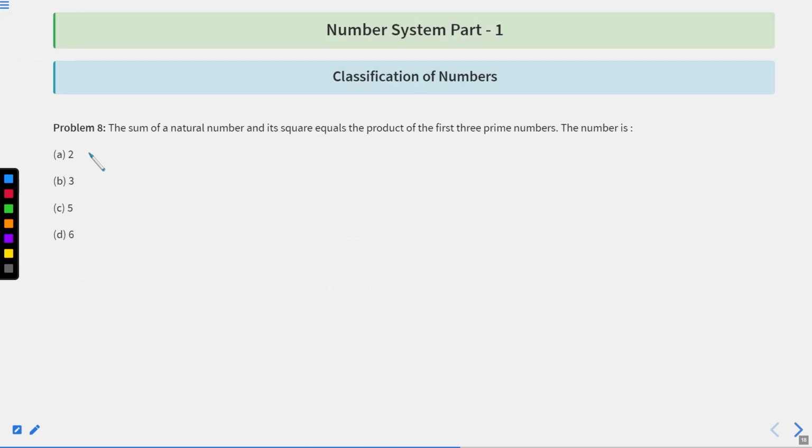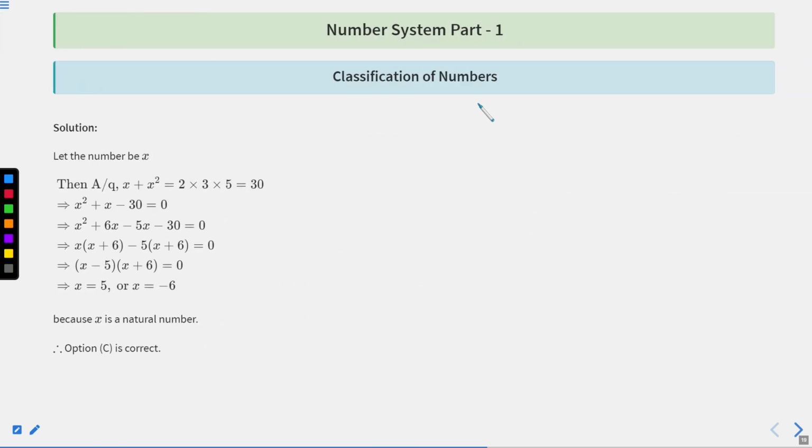Problem number 8. The sum of a natural number and its square equals the product of the first 3 prime numbers. The number is? So we have a natural number, and it says the sum of this natural number and its square equals the product of the first 3 prime numbers. I hope you know what the first 3 prime numbers are. If you don't, then this question is impossible for you. So let's look at the solution.